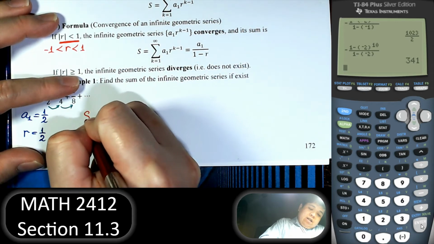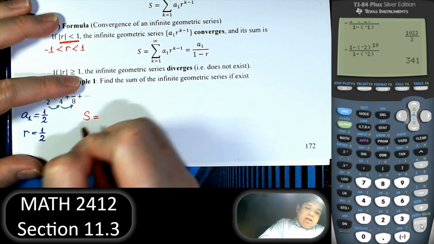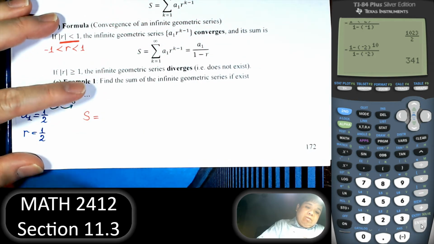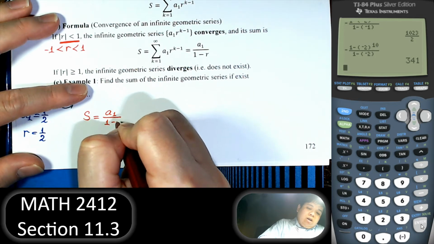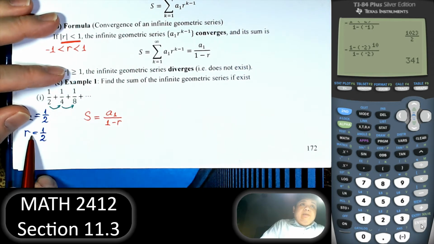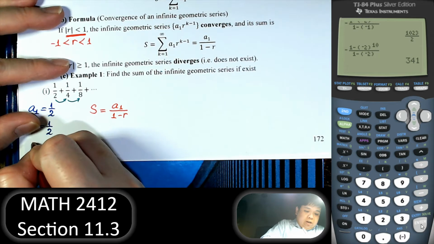And then the sum of the geometric series, we don't need to have any subscript here, is equal to a1 over 1 minus r. That is if r is between negative 1 and 1.